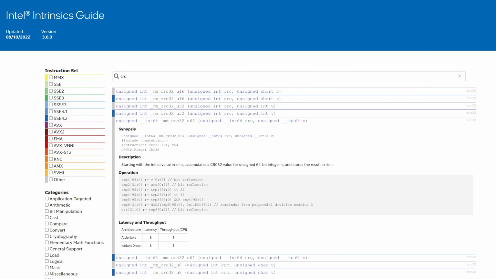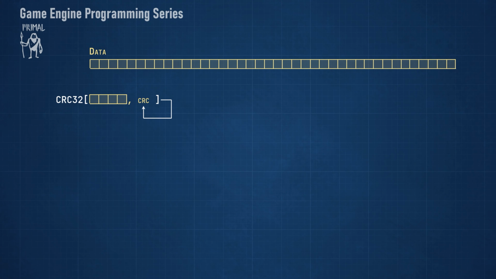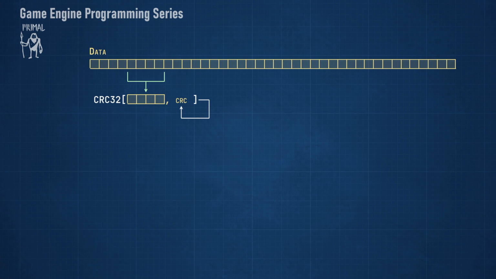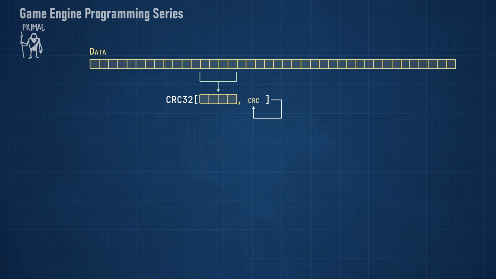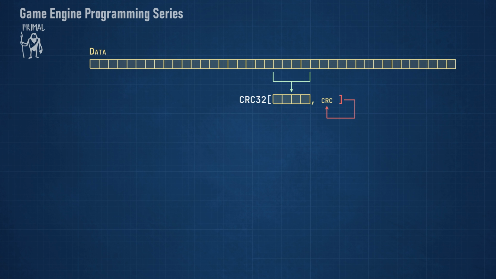To calculate the hash, I'm going to use an intrinsic function for cyclic redundancy check, also known as CRC32. These are functions that take up to 8 bytes and compute the CRC value for the data in those bytes. Of course, most of the time our data is larger than 8 bytes, so we need to feed it into this function in chunks of 8 bytes and use the CRC of the previous 8 bytes to compute a new CRC value. We repeat this process until we reach the end of our data buffer.